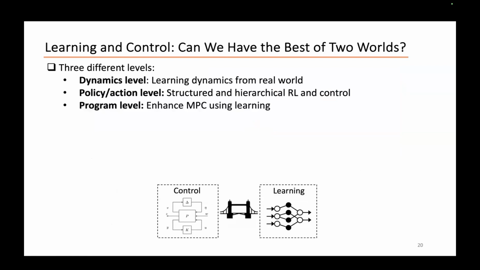A recipe I'm going to propose today is learning plus control. Maybe we can have some control and feed this back. Particularly, there are three ideas I want to quickly go through today. The first one is the dynamics level: rather than doing entirely sim to real, can we learn dynamics from the real world directly? At the policy level, can we add some structure in RL? And at the program level, maybe we can use RL or learning to enhance classic control like MPC.